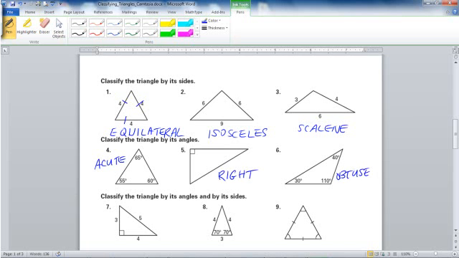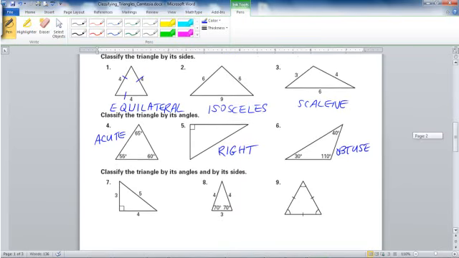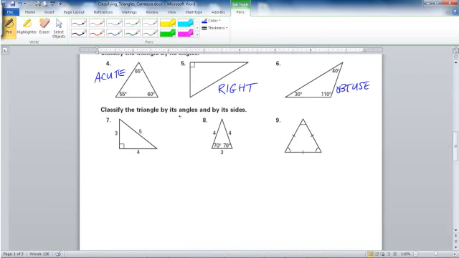Now what you're going to do is you're going to put those two together. You're going to classify the triangle by angles and its sides. So I look at the angle first. It's got a right angle in it, so right. And then none of the sides are congruent, so right, scalene.